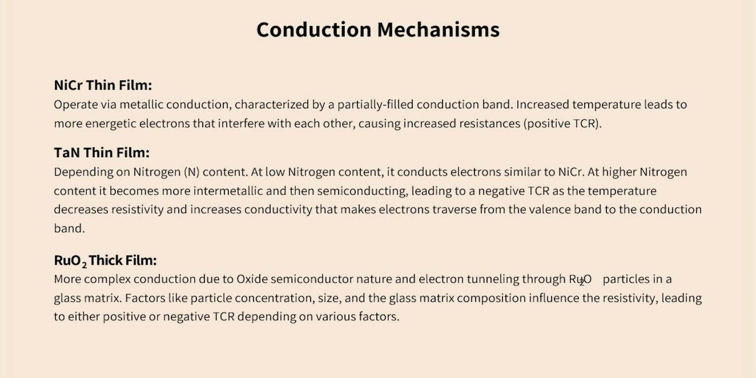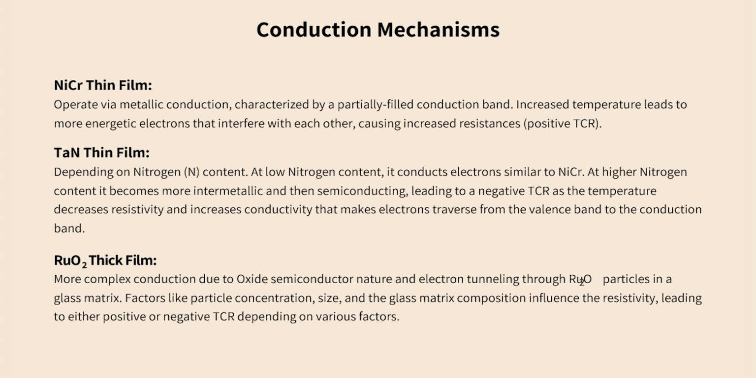The way resistors conduct electricity depends on the material system and structure. Nickel chromium thin films rely on metallic conduction, where electrons move within a partially filled conduction band. As temperature increases, these electrons collide more frequently, raising resistance, a behavior known as a positive TCR. In contrast, tantalum nitride thin films show a more nuanced response based on nitrogen content. At low nitrogen levels, they behave similarly to nickel chromium, but higher nitrogen content causes them to exhibit semiconducting properties. This leads to a negative TCR, where resistivity decreases as temperature rises, allowing for better conductivity.